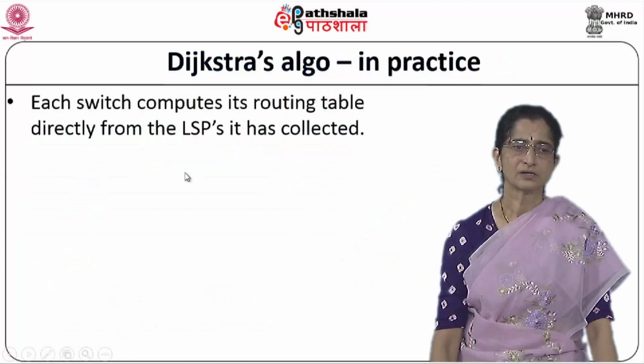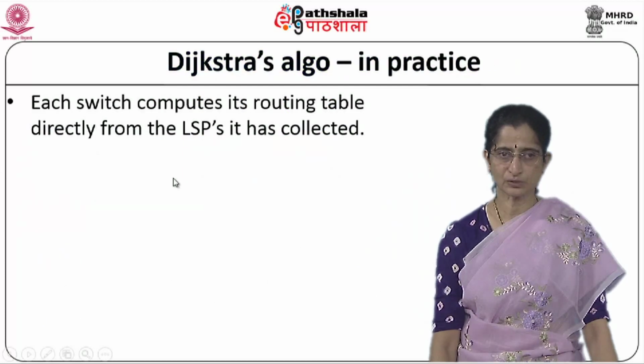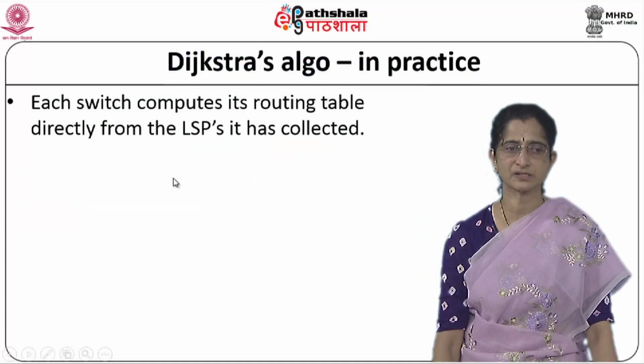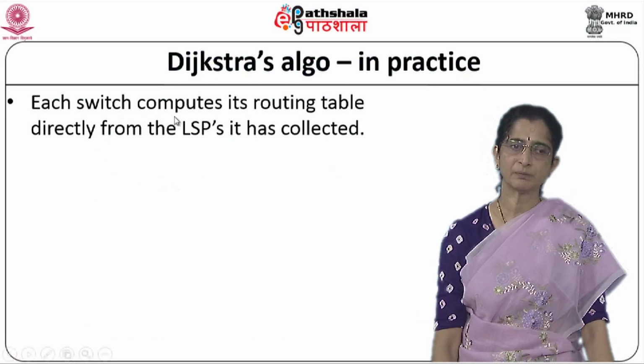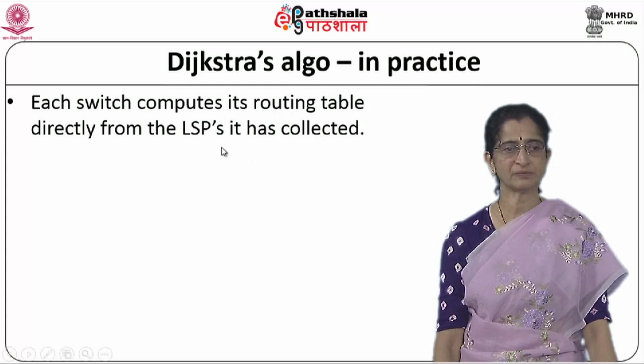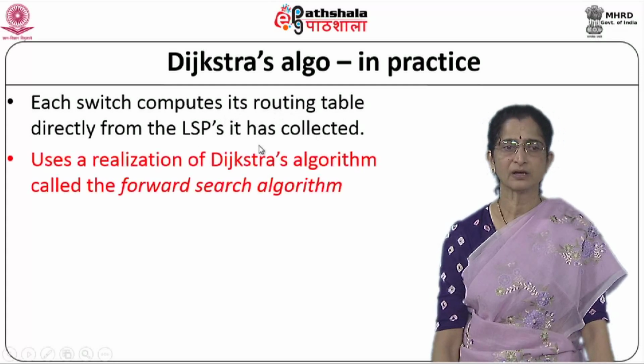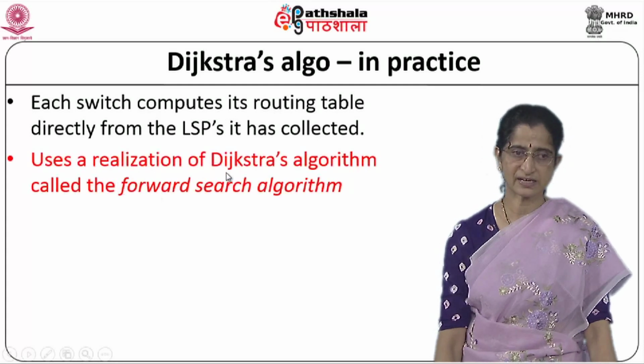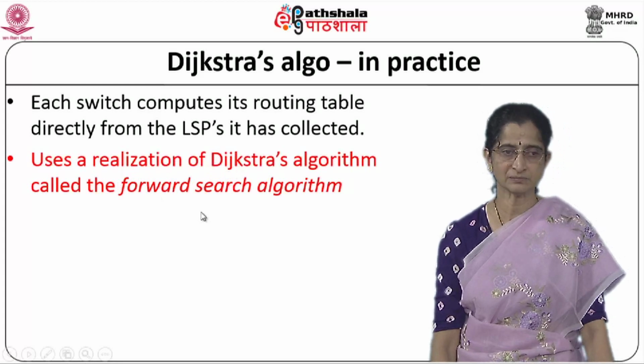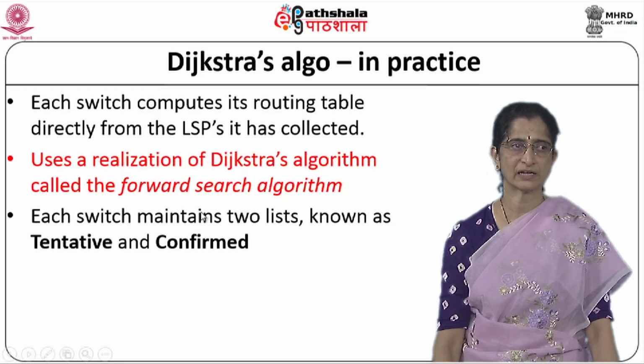So in practice, we looked at how this algorithm basically works. In practice, the way it is done is that each switch will compute its routing table directly from the LSPs that it has collected. And it uses a realization of Dijkstra's algorithm, which is called the forward search algorithm. So we will quickly look at how that algorithm works.